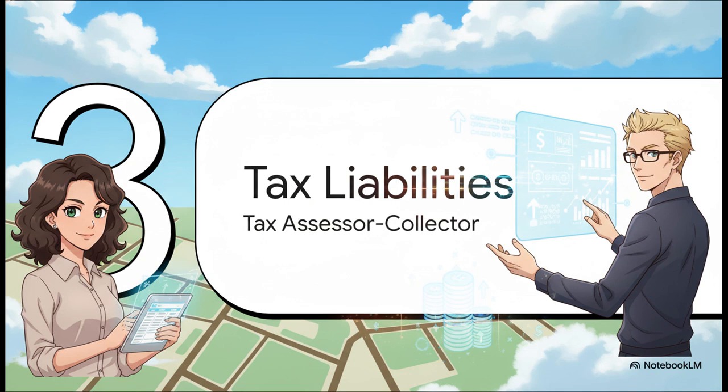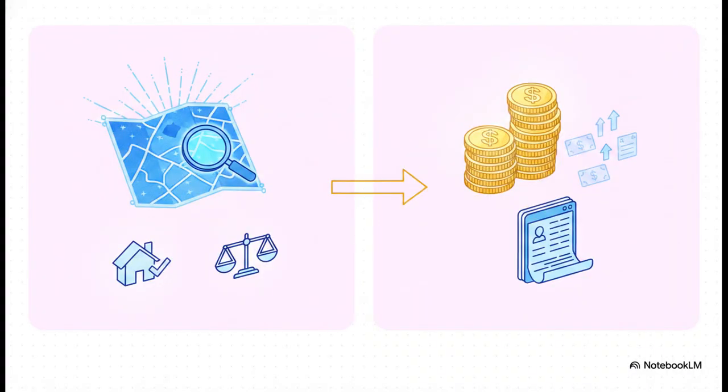Section 3, tracking tax liabilities. Let's check out the tax assessor collector portal. It is really important to understand the fundamental difference between the 2 sites we've just visited. While the appraisal district determines what our hypothetical 123 Main Street is actually worth, the tax portal tells you what is actually owed on it.